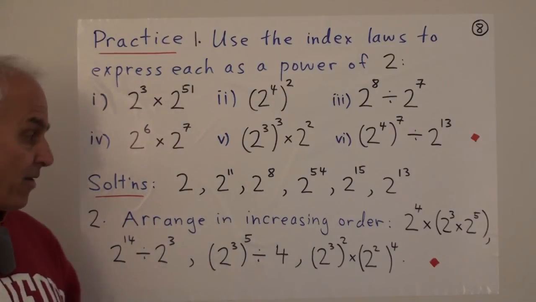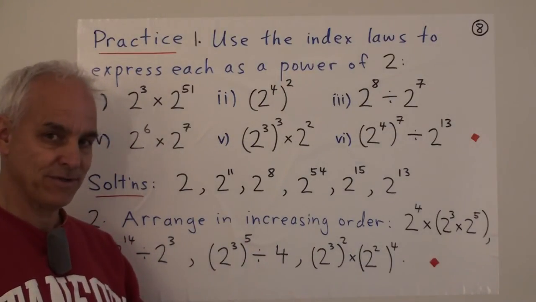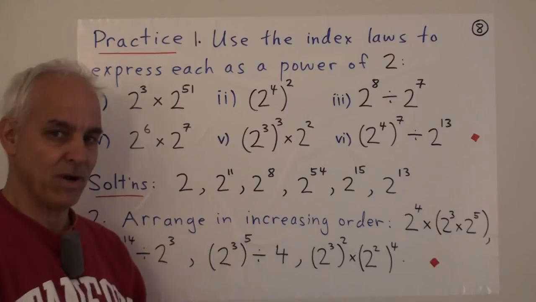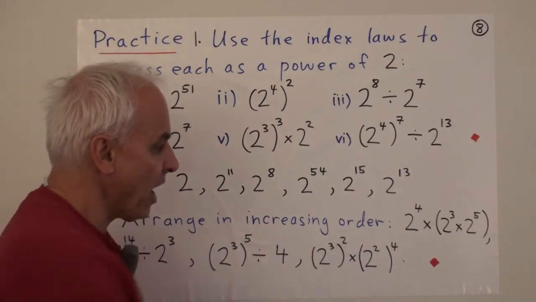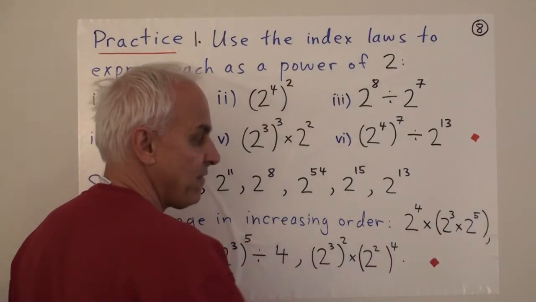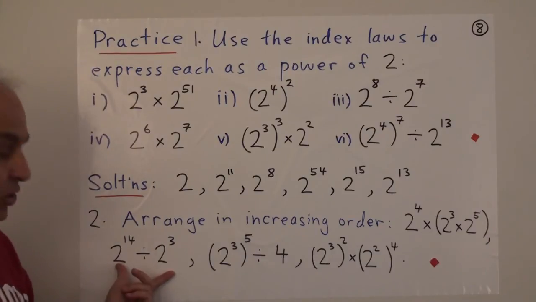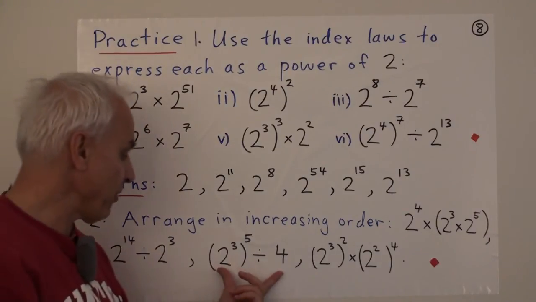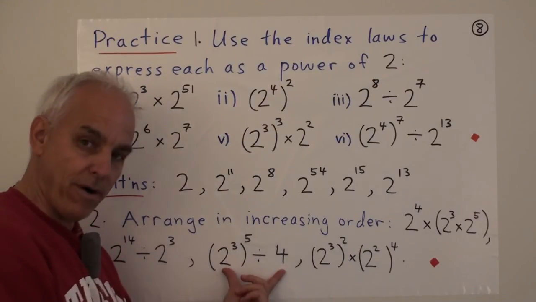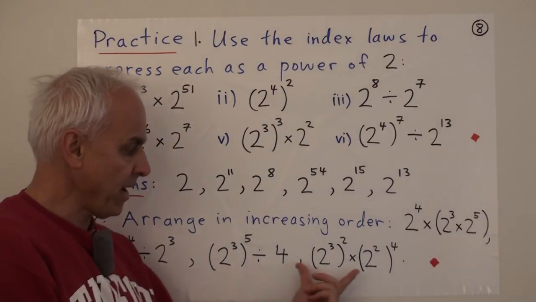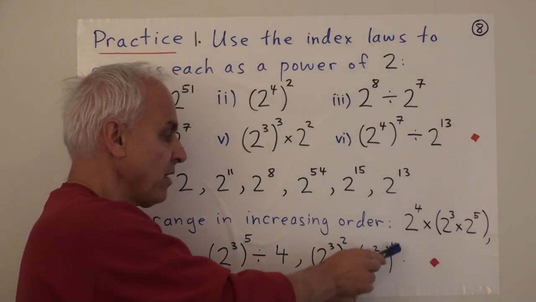And problem 2: arrange the following numbers in increasing order, so smallest one first, up to biggest one at the end. The first one is 2 to the 4th times 2 cubed times 2 to the 5th. The second number is 2 to the 14 divided by 2 cubed. The third number is 2 cubed all to the 5th power divided by 4. And the final one is 2 cubed squared times 2 squared to the 4th power.